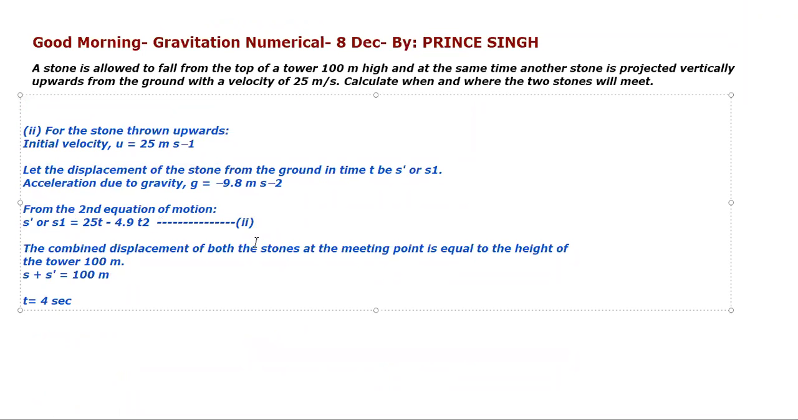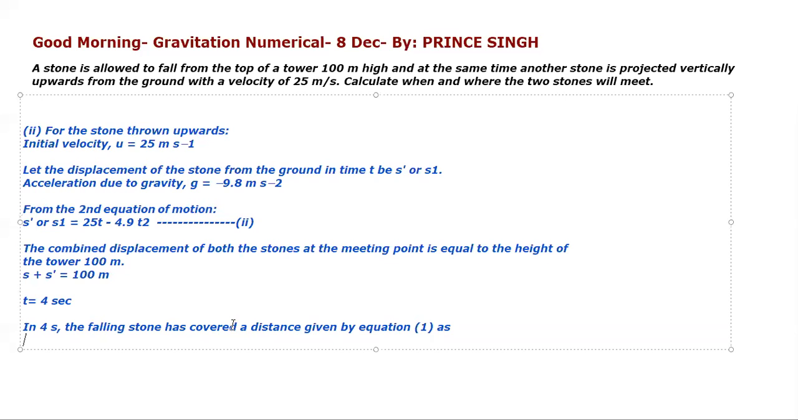So after this, we have got t as 4 seconds, and after getting the value of t, we will put this value in equation 1, and we will get the value of s as 80 meter.